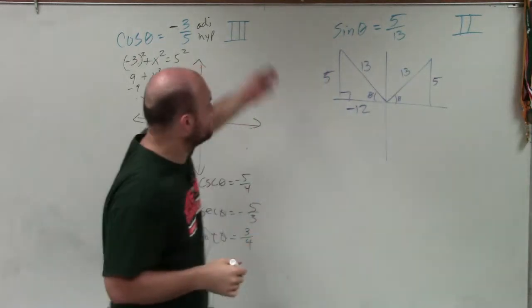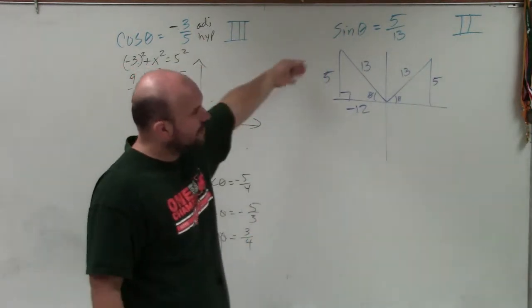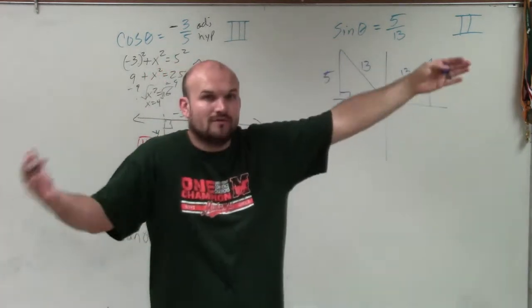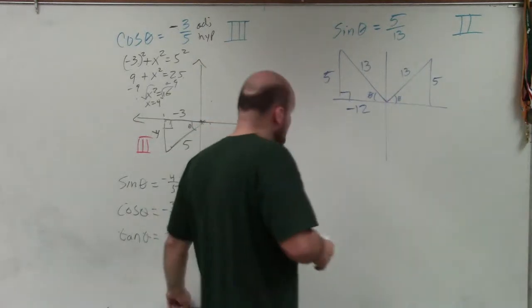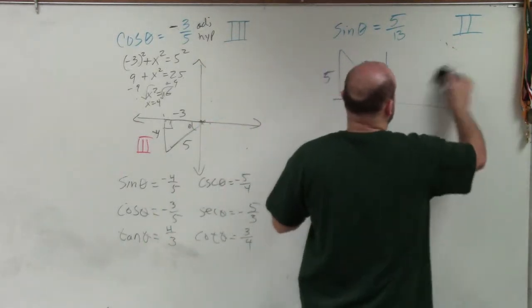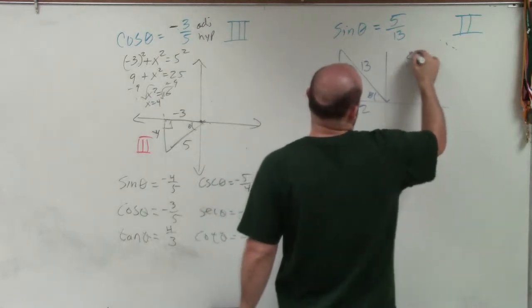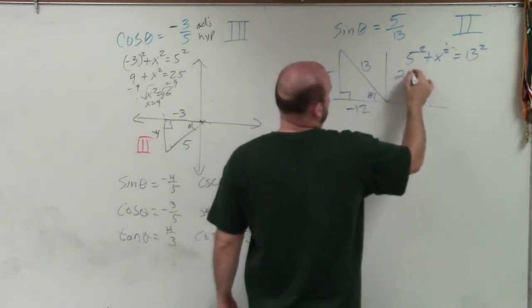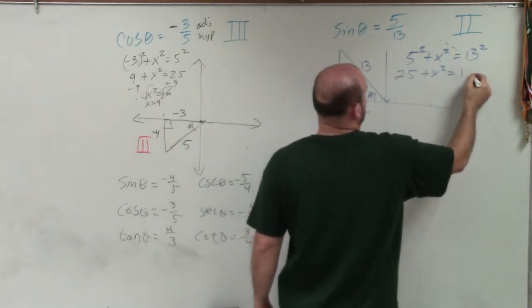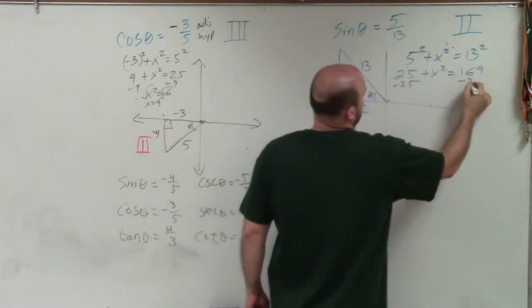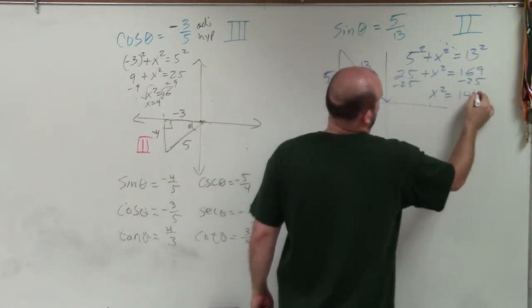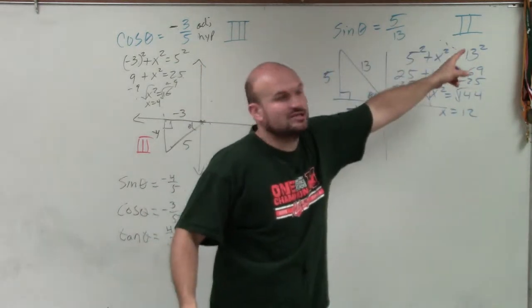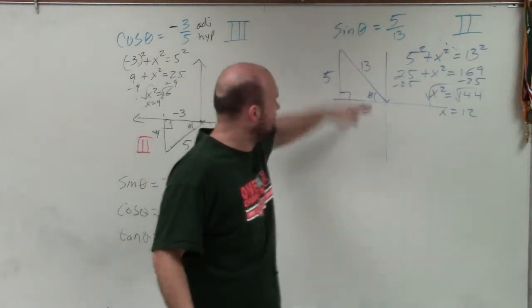And by using the Pythagorean theorem or knowing that this is a Pythagorean triple, I'm able to identify that it's negative 12. I know the answer is 12, but it's negative because it's in the second quadrant. That's how the constraints come in. If you didn't know how I got 12, then 5 squared is 25 plus x squared equals 169. Subtract 25 from both sides: x squared equals 144. Square root, x equals 12. But remember, the constraint is second quadrant, so therefore it's negative.